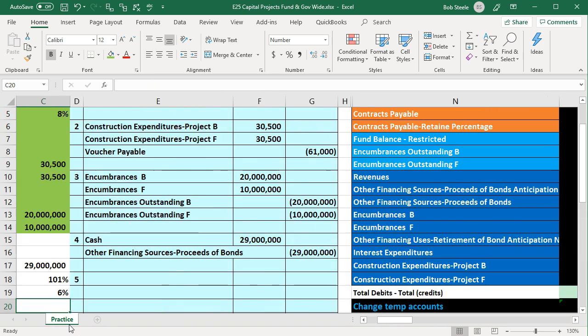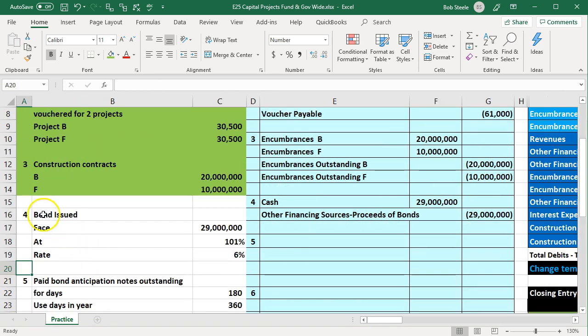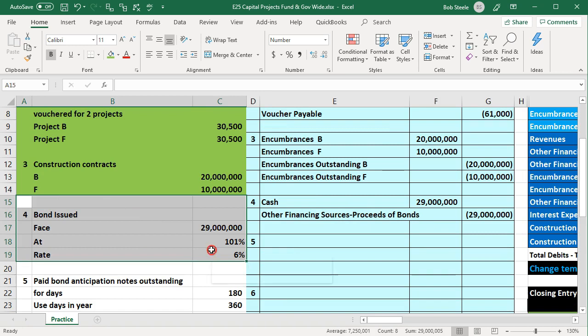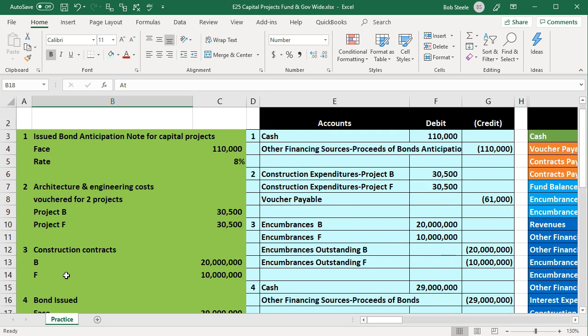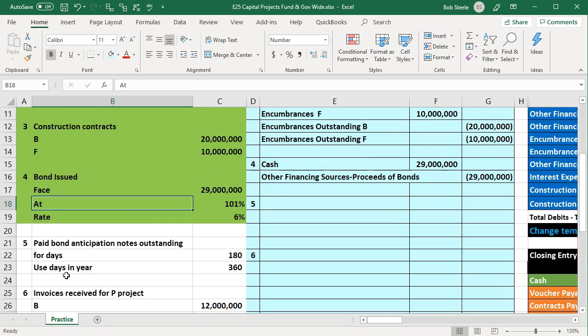Let's see what the next item is. We're going to scroll back over, make this green, say, hey, we've completed that. So we're going to make it green as we do so. Number 5, we have the paid bond anticipation notes outstanding. So you'll recall we set this bond anticipation note, and that's because we anticipated the financing from the bond, which we have now gotten, and therefore we're going to pay off the bond anticipation note.